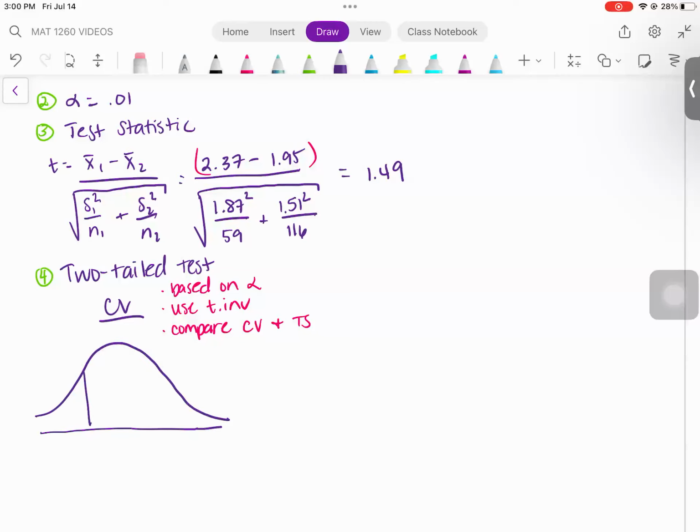So we've set up a two-tailed test. The area in both tails represents our rejection region. So all of this in blue is a rejection region. Now we know the total area of our rejection region is alpha 0.01, which means that the area in each individual tail is 0.005.